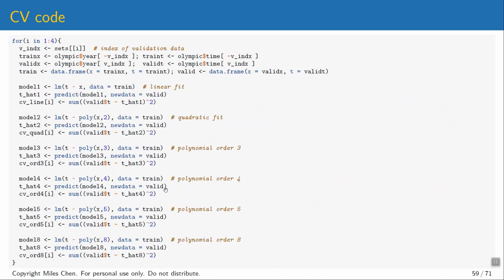I expand this, basically copying the code, and I'm fitting 6 different models: a linear model, a quadratic, polynomial order 3, order 4, order 5, and order 8. For each of these I'm fitting a different model, but doing the same thing. Fit the model, then ask that model to make predictions on the validation data, and compare the actual values versus the predictions, squaring those errors.